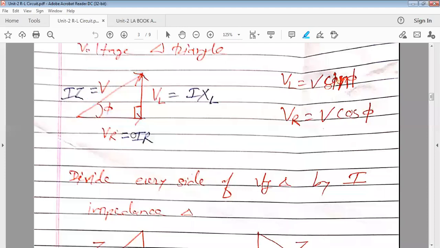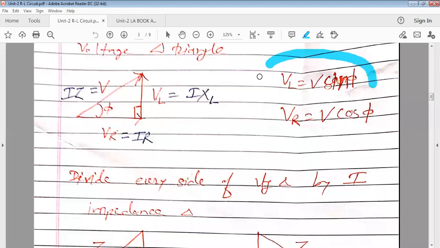Cos phi. This is VR. VR upon V. Correct. So VR is V cos phi. Similarly, VL, what will you get from this triangle? VL is V sin phi. Very good.